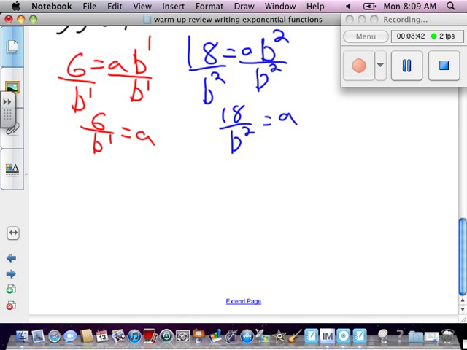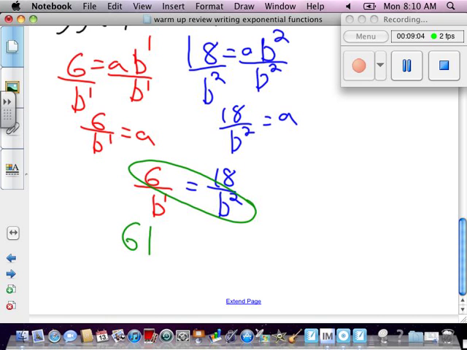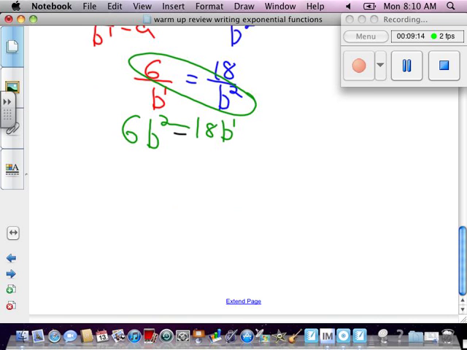What is my next step, ladies and gentlemen? Please raise your hand. Next step. Yes, Michael? Before we cross multiply, we substitute, but you're right, then we'll cross multiply. 6 over b to the first equals 18 over b squared, and just like Michael said, we're going to cross multiply. So we get 6b squared equals 18b to the first. What do I do now, ladies and gentlemen?